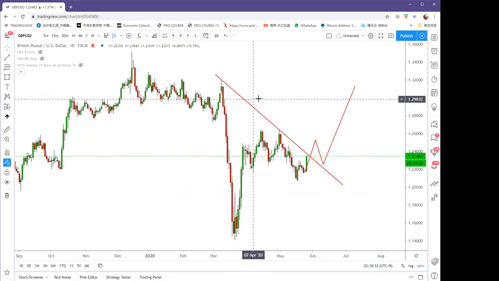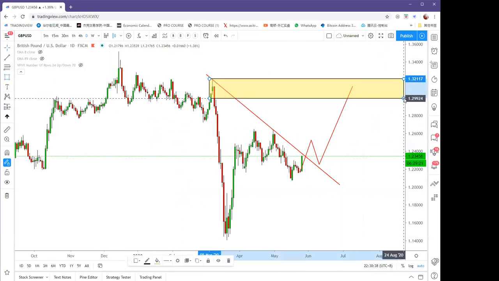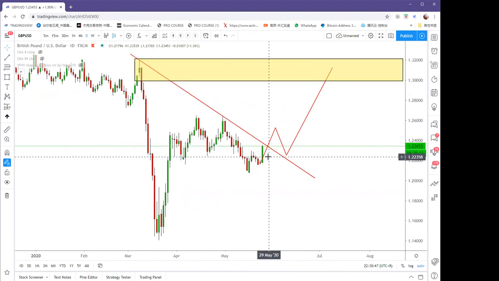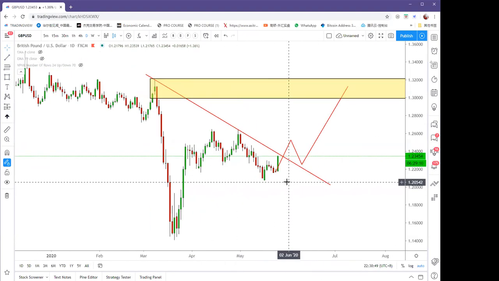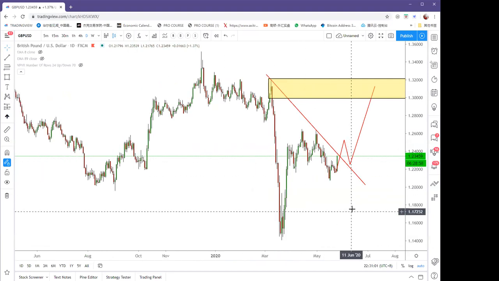I think sterling will eventually go back to 1.30, going back to this zone. Now it's 1.2345, so we still have about 600 pips. Find a pullback to capture. That will be a very cool trade. Remember, the fundamentals show the dollar will be weak. So sterling, go for it.